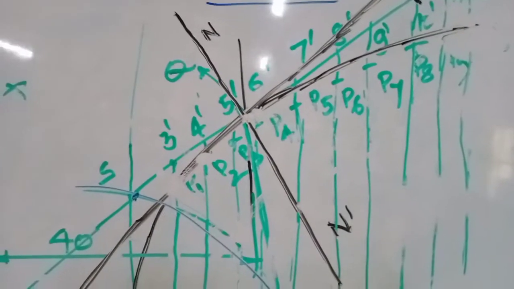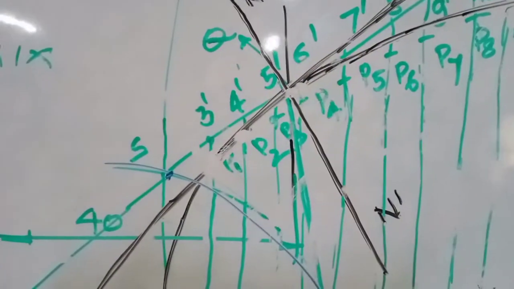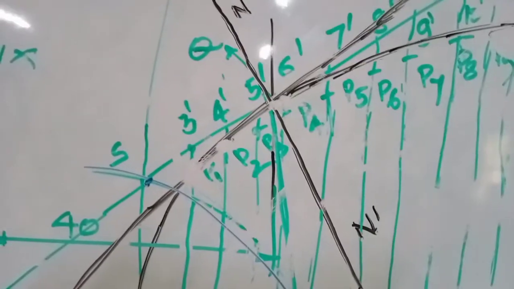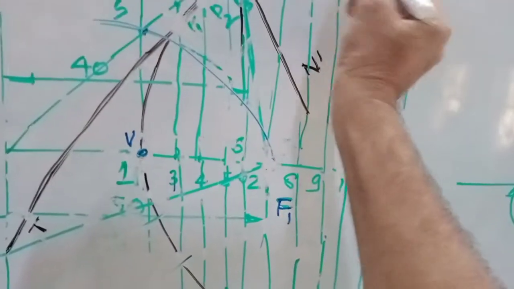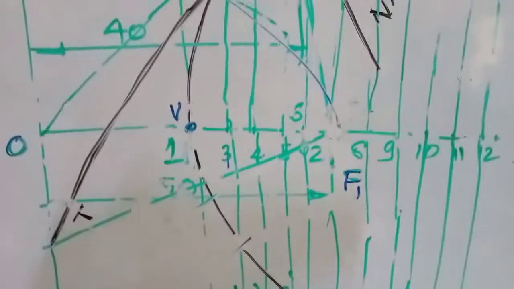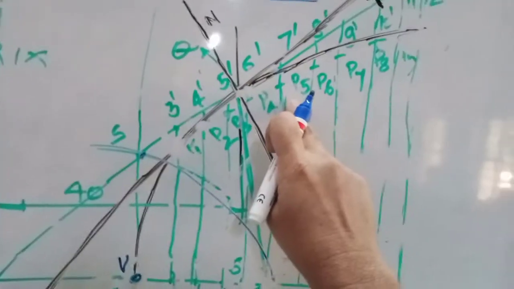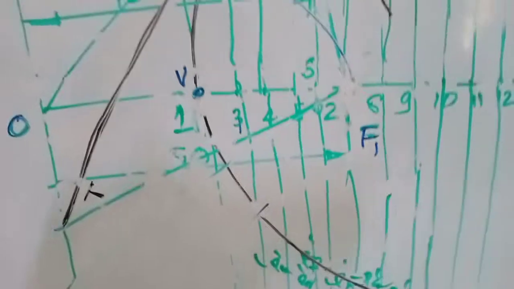Then I am going for the P5 point. How am I getting the P5 point? Take the distance of 7 to 7 dash. Cut the same 7 dash line from F1, always from F1. Upper side we are getting here. Downside we are getting here. I am marking this as P5, and this as P5 dash.